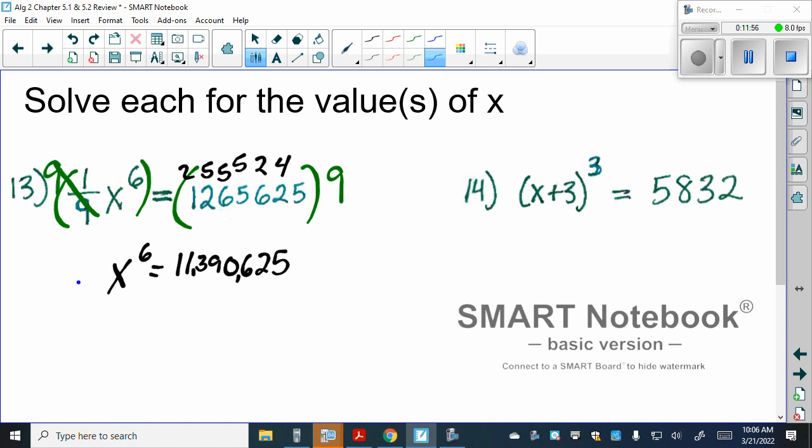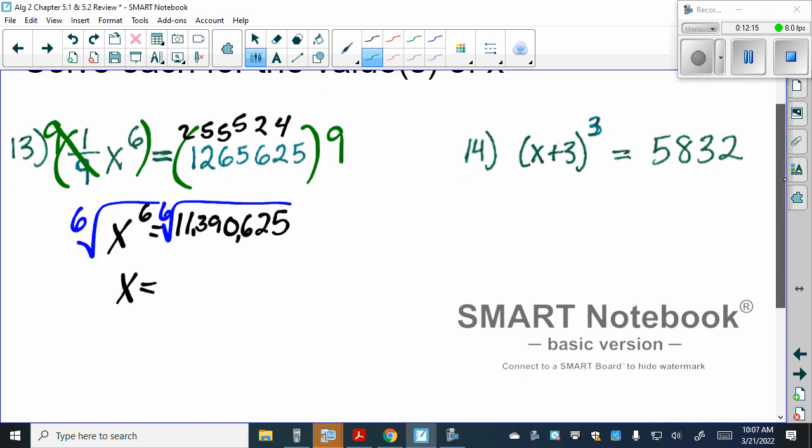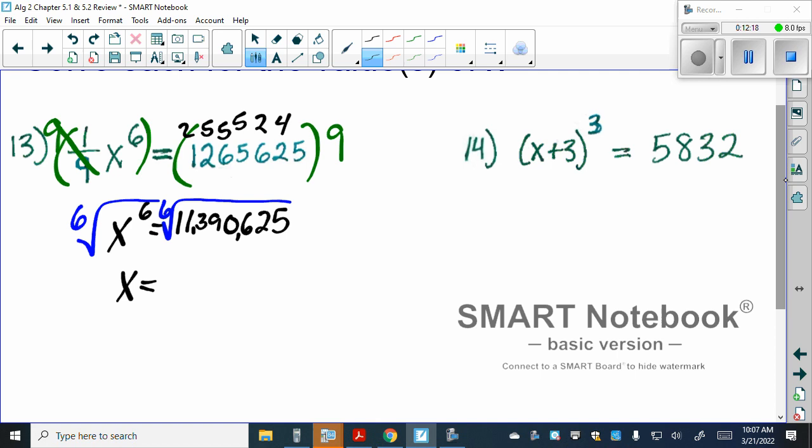Now, at this point here, we do need to get x by itself. So we're going to apply the 6th root to both sides. And we do have to be careful when we take the 6th root of both sides, an even root of both sides. Because if we take an even root and what's inside the root is negative, we don't have any real solutions.